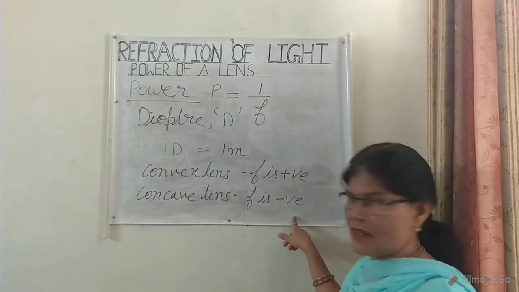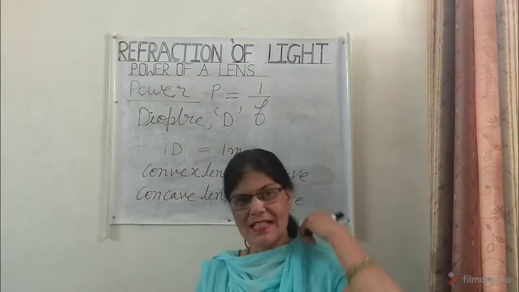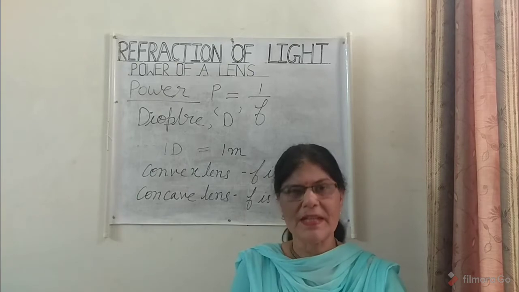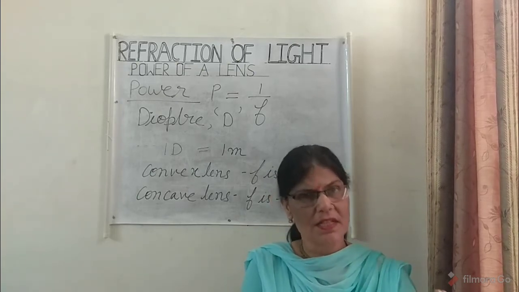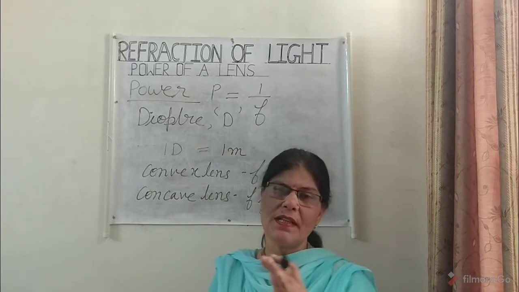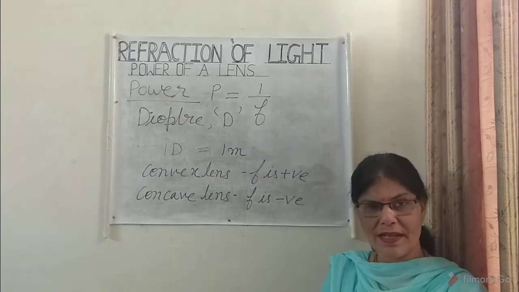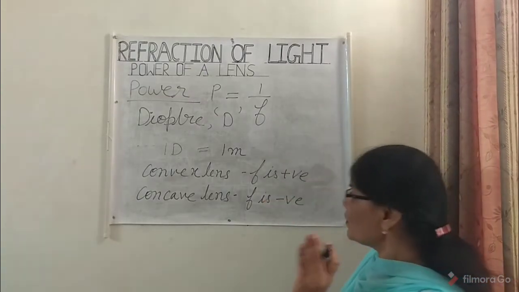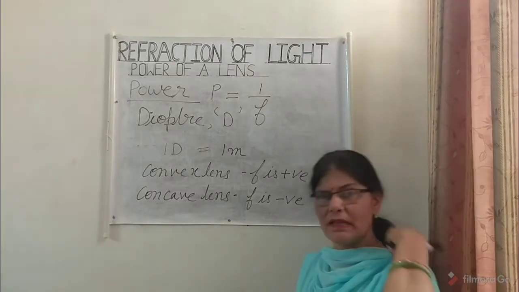Power is also negative. So if the doctor prescribes you the power of a lens, the power of your spectacles, if the power is positive, it means you have to use a convex lens. If the power is negative, it means you have to use a concave lens. So power is the reciprocal of focal length. Its unit is diopter, and for a convex lens, power is positive. For a concave lens, power is negative.